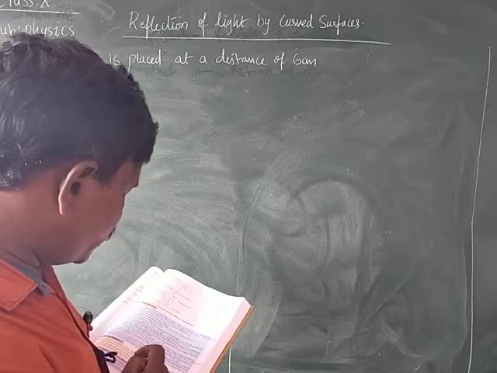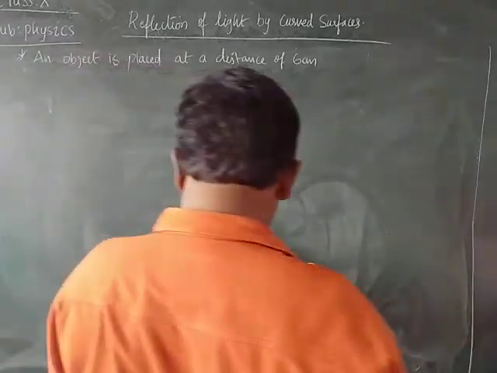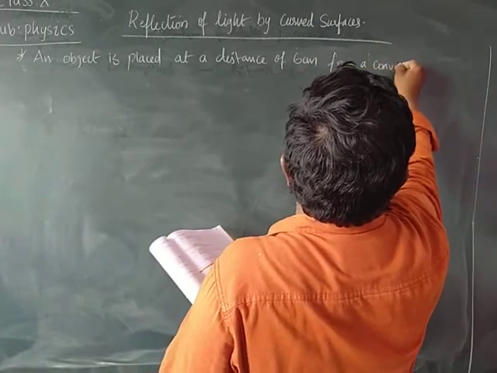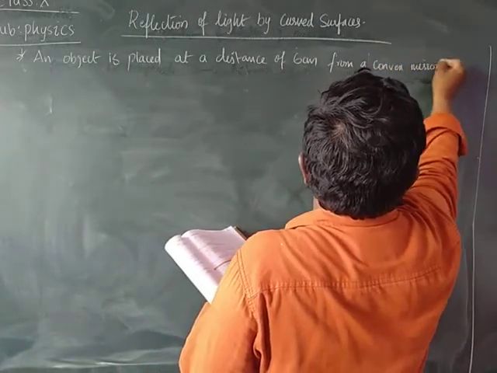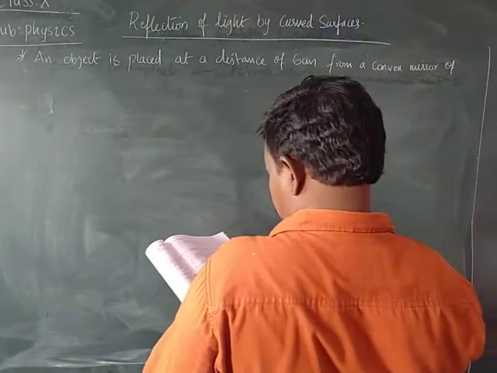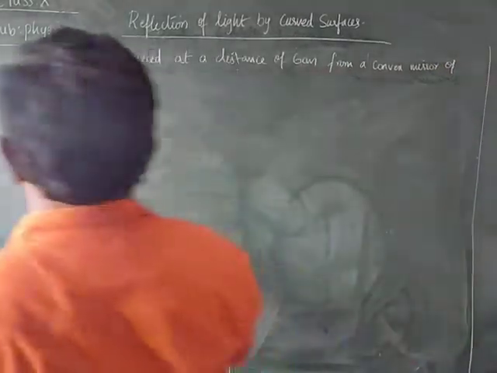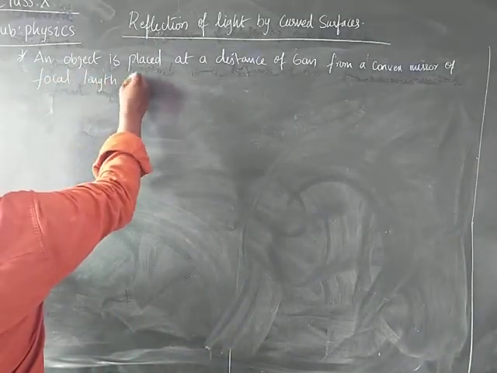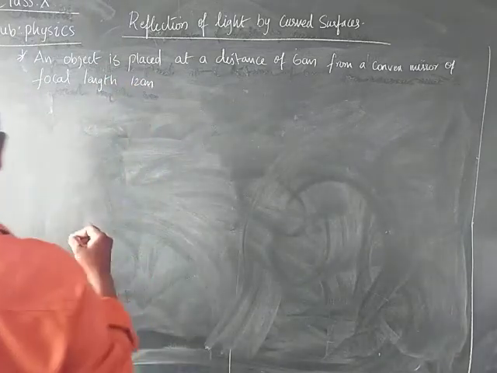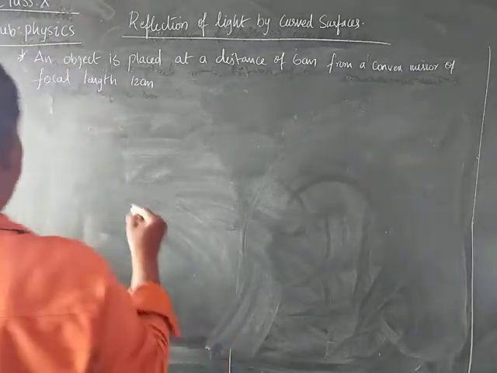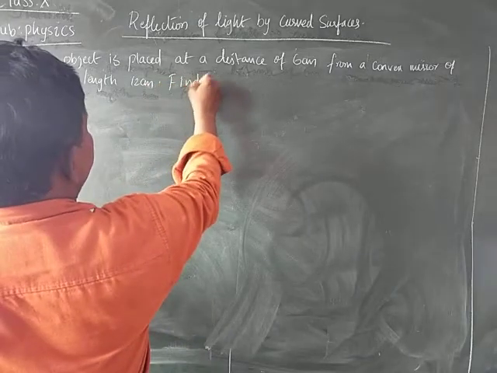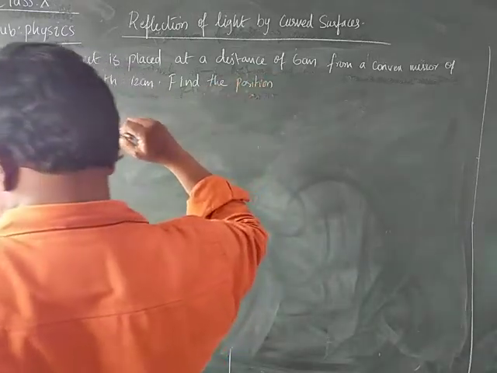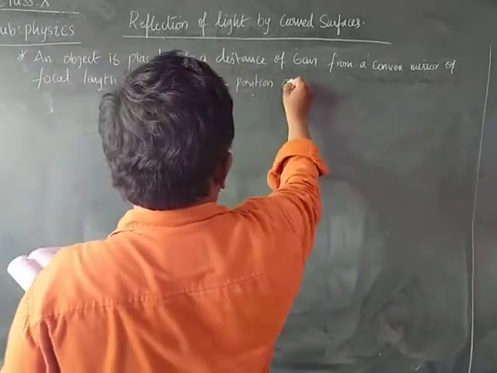Okay, an object is placed at a distance of 6 centimeter from a convex mirror of focal length 12 centimeter. Find the position and nature of the image. He is asking only to find the position. Position means image. Find the position and nature of the image.